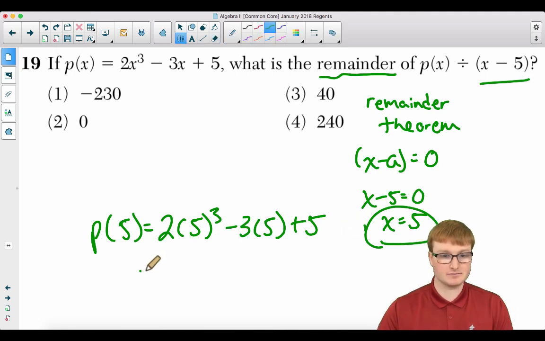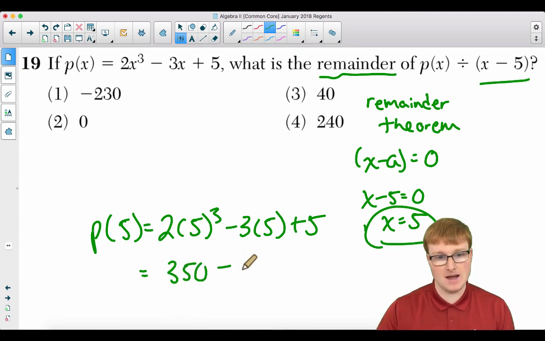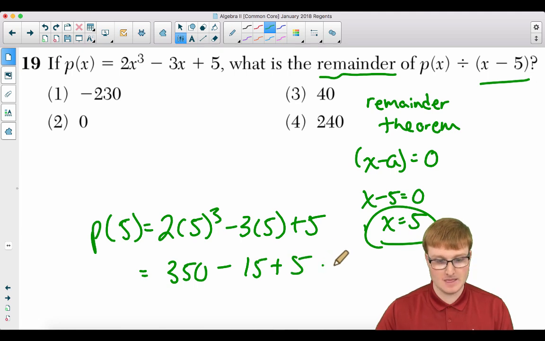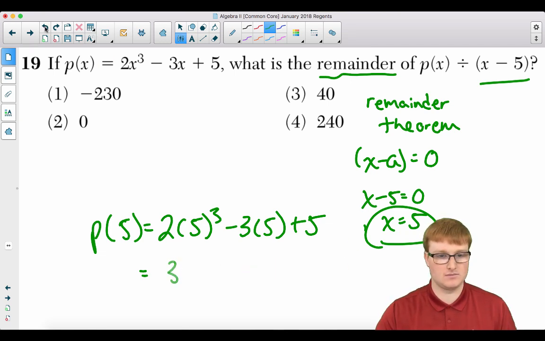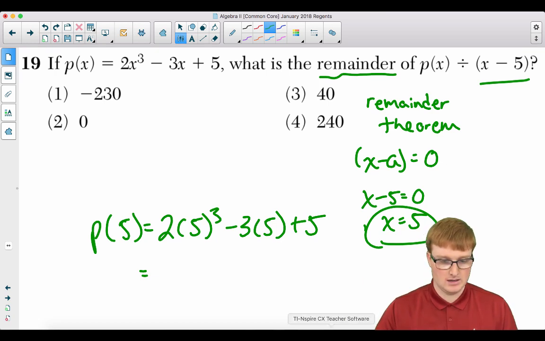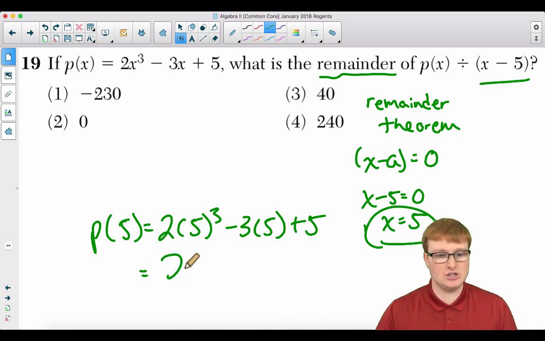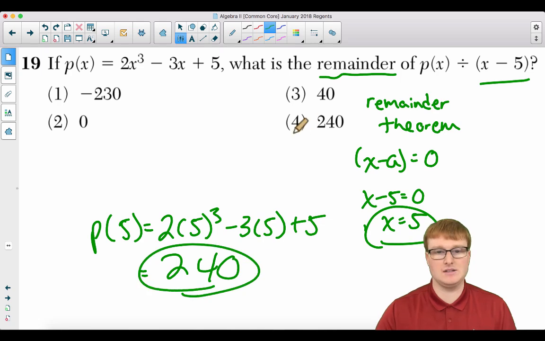Well, what happens when we simplify this? Let's see here. This is 2 times 5 to the third. That's going to be 2 times 125, which is 350, minus 15 plus 5. And that's going to yield a result of... That's not 350. Hold on one second. What is 5 to the third? Isn't it 125? 3x plus 5. I'm pretty sure... you know what? Forget it. The answer is 240. I'm lazy. Your answer is choice 4.